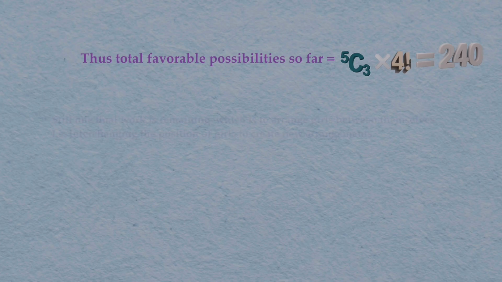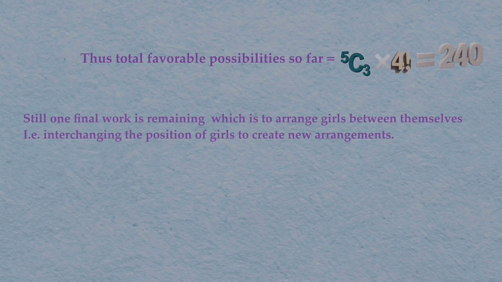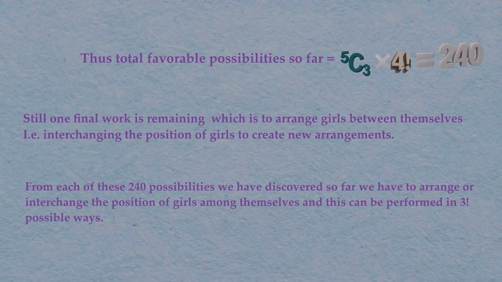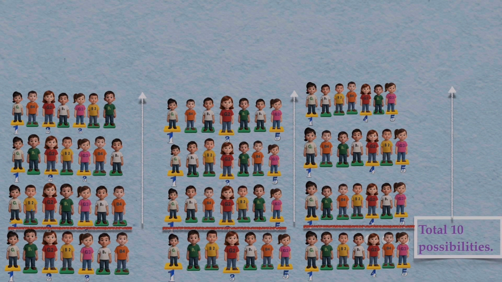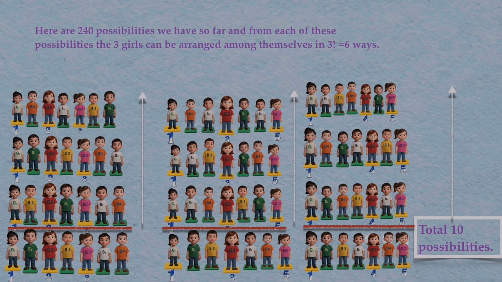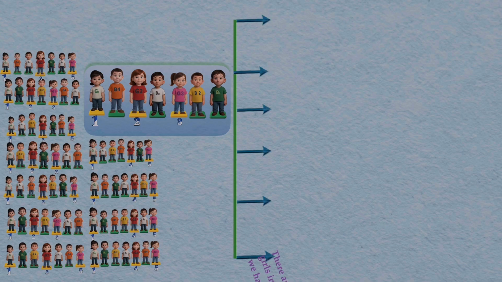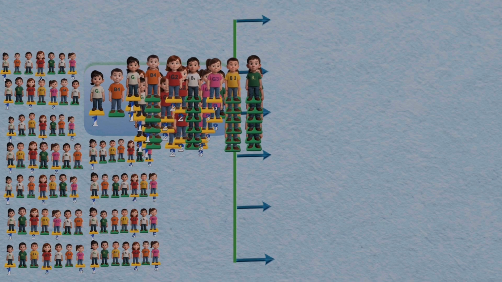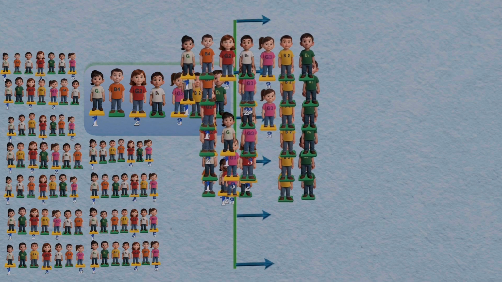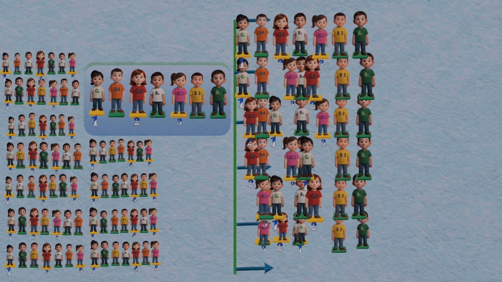In the previous arrangements, we focused on swapping the positions of the boys while keeping the girls in the same spots. Now, to account for all possible variations of the girls' positioning, we need to interchange their positions as well. Since there are 3 girls in each of the 240 arrangements we've already obtained, we can arrange the girls in 3 factorial, or 6 different ways for each case. Therefore, the total number of possible arrangements is 240 multiplied by 3 factorial, giving us a final count of 1,440 possible configurations.